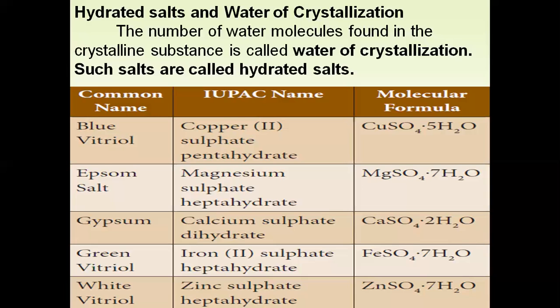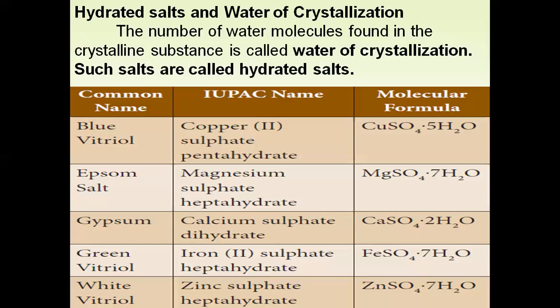Next one is Epsom salt, magnesium sulfate heptahydrate, MgSO4.7H2O. The 7 is how many water molecules are present in the magnesium sulfate, that is hepta. The next one is calcium sulfate dihydrate, CaSO4.2H2O. Two water molecules are present in the calcium sulfate. Di means 2, so dihydrate.